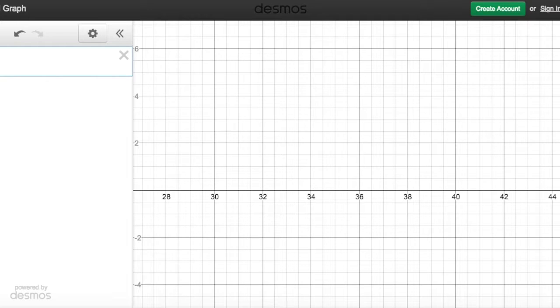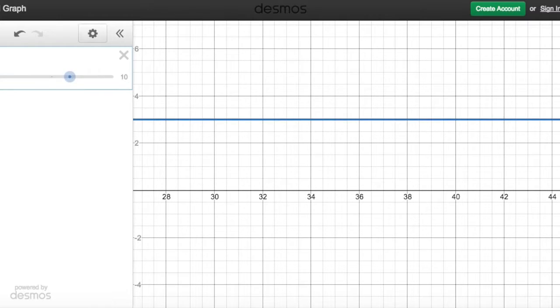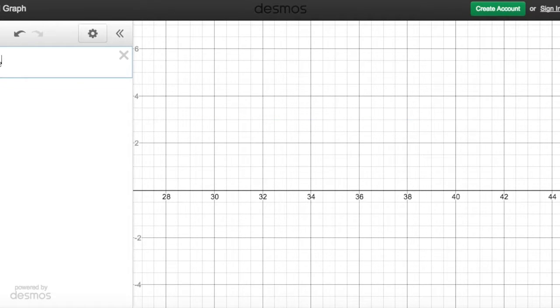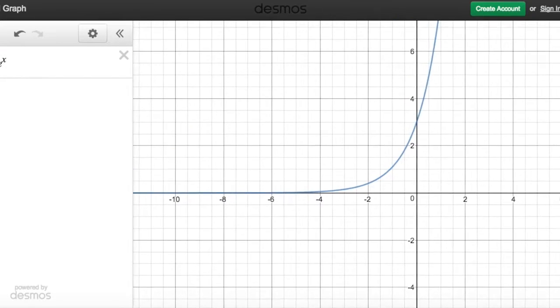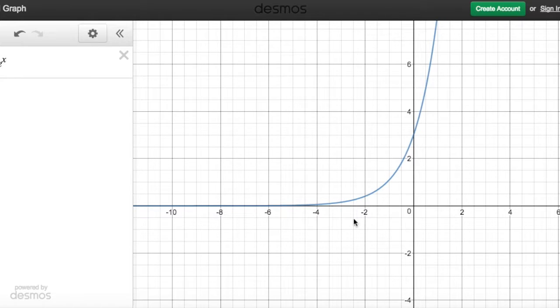We're looking at the function y equals 3e to the x. I'm not seeing anything, but look, my window's way over. So let's move over. There we go. Okay, so we have 3e to the x.